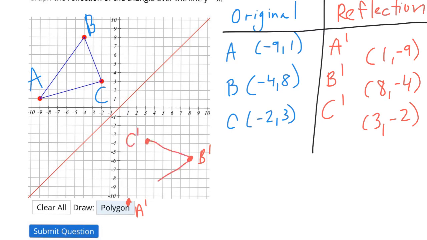If I connect my dots together, you can see that I've got a triangle, and it is in fact a reflection over the line y equals x. If I wanted to double check that, what I could do is go through and connect A and A prime. When I do that, I get a line that's perpendicular to my line of reflection. The same is true if I connect B and B prime. I'm going to get a line that's perpendicular to my line of reflection. And finally, if I check C and C prime, that's also going to give me lines that are perpendicular to this line of reflection.